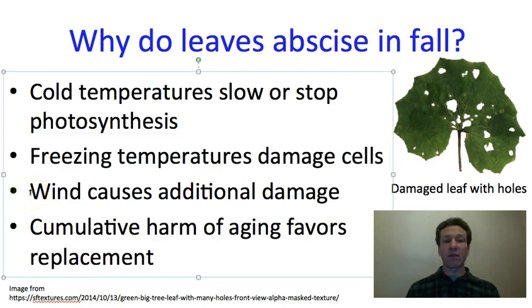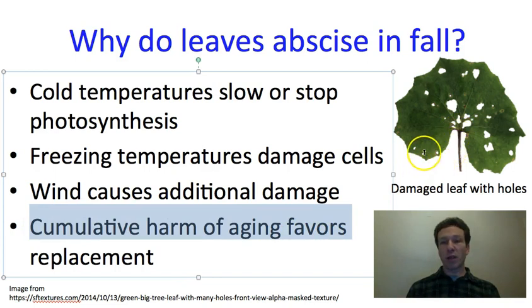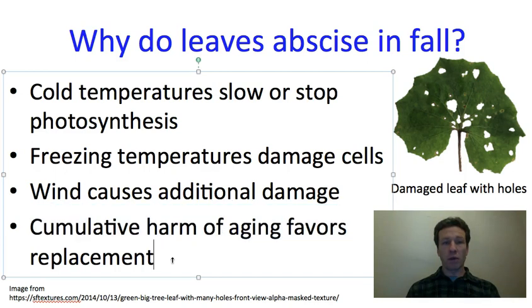Additionally, environmental factors like wind can cause damage to leaves, and there can also be cumulative harm of aging that occurs throughout the growing season. So the entire time from spring through summer and into fall, there's opportunity for things like insects to damage leaves, or wind to damage leaves, or simply for aging to occur within the leaves. This means by the time those leaves have reached fall, they're getting old and they might be inefficient and worth replacing. For all of these reasons, many of our trees decide to drop all of their leaves in the fall and make a new set of leaves in the spring.